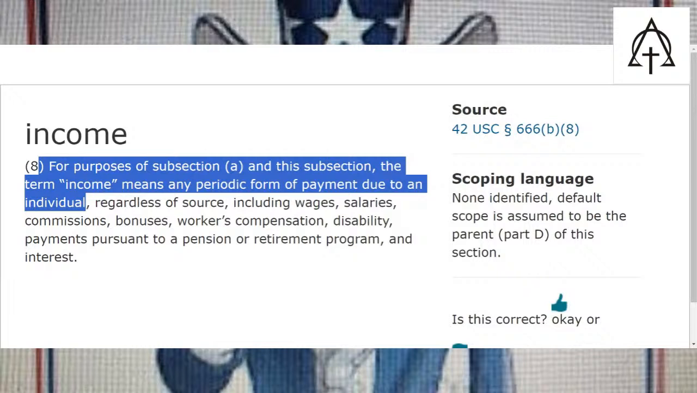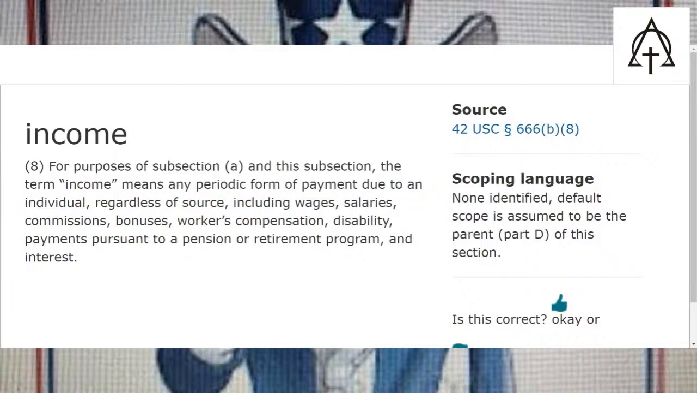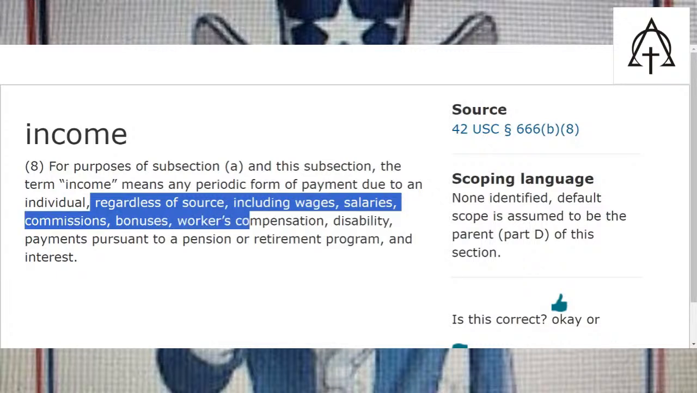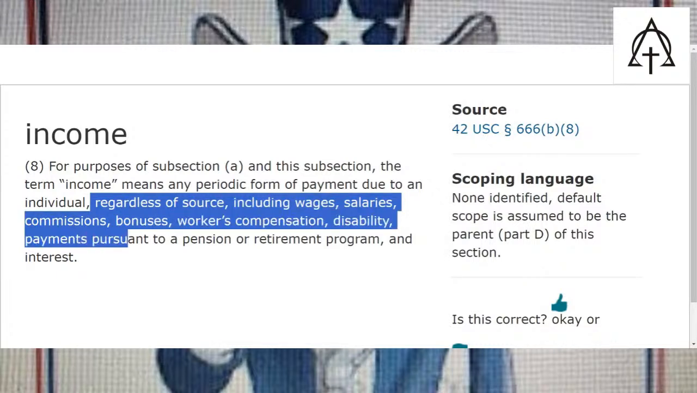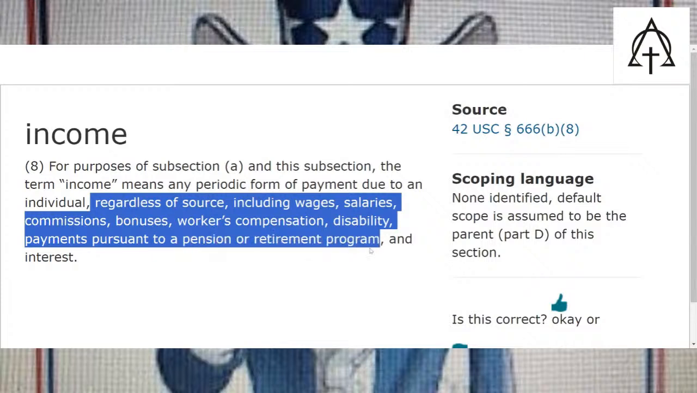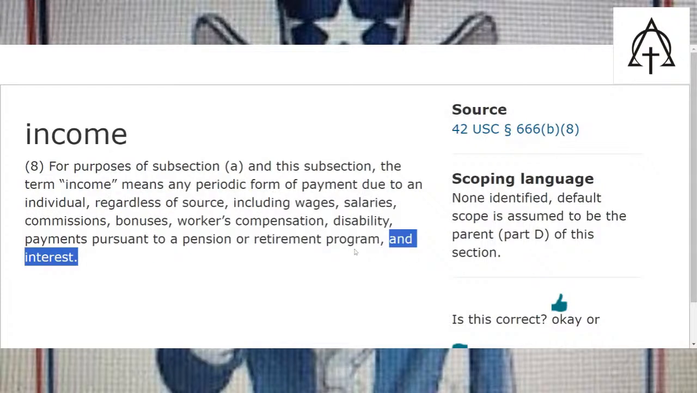First term to know. They're trying to say in child support that you owe money to an individual. Okay? That individual happens to be your own child, that they renamed as an individual, as an interloper, an officious intermeddler. How are they intermeddling? Because it goes on to say, regardless of source, including wages, salaries, commissions, bonuses, workers' compensation, disability, payments pursuant to a pension or retirement program, and interest.